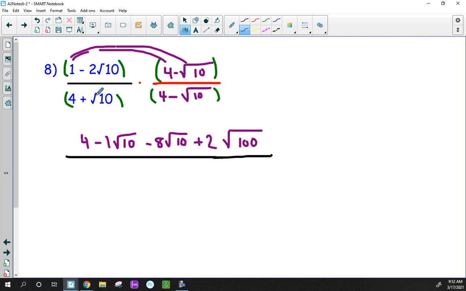Denominator, FOIL. First is 4 times 4. Outside is 4 times negative radical 10, negative 4 radical 10. Inside is positive 4 radical 10. And last is positive radical 10 times negative radical 10. Positive times negative is negative. Square root of 10 times itself is the square root of 100.